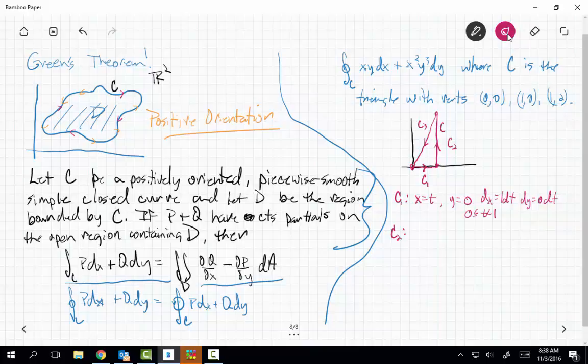What's C2? Well, in this case, C1, then I go up here, right? Now x is going to be 1, so x is 1. And I'm going to let y equal, how about 2t? That works, doesn't it? Because then when t is 0, y is 0, which is what I want. When t is 1, yeah, y is 2. I'm all good, right? dx is equal to 0 dt. dy is equal to 2 dt. And then this again is for t between 0 and 1.